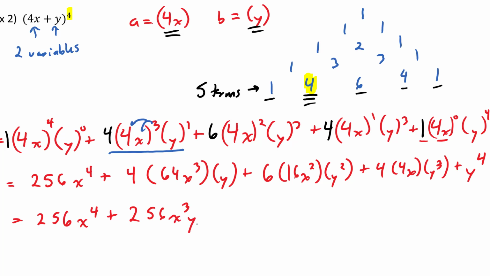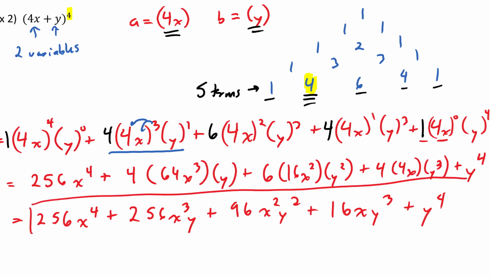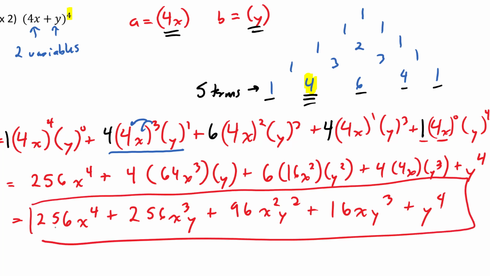Just put y. Plus 16 times 6 is 96 x squared y squared. Plus 4 times 4 is 16 x y cubed. Finally, y to the 4. Final answer, that whole thing right there. So we're able to do this in 3 steps, as long as you understand how Pascal's triangle works.